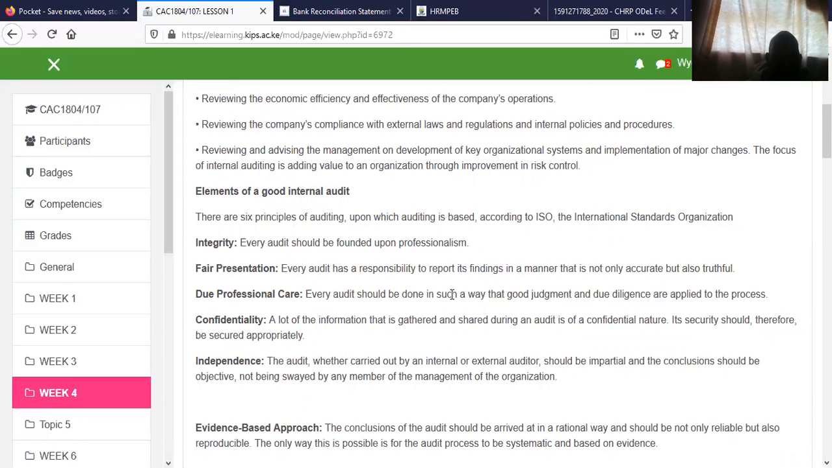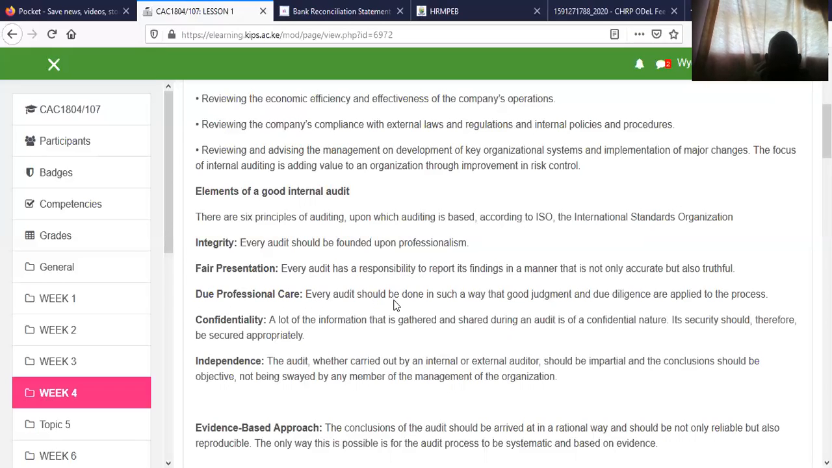Number two is fair presentation. Every audit has a responsibility to report its findings in a manner that is not only accurate, but also truthful. Don't go to an extent whereby, because the senior managers or the senior employees in that organization are your relatives or friends, you tend to hide some crucial information about the organization's affairs so that maybe you can protect their interest.